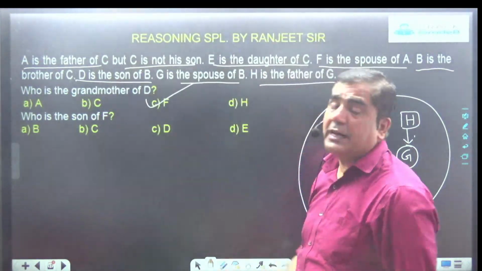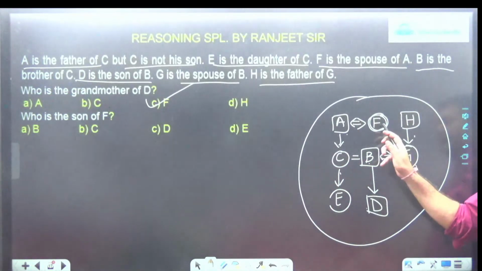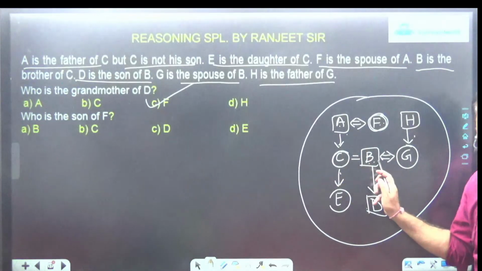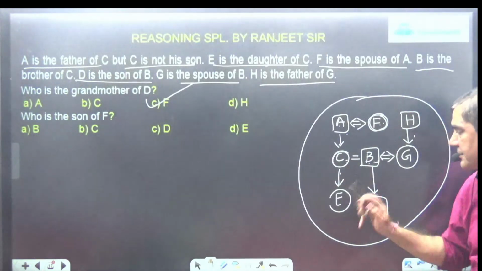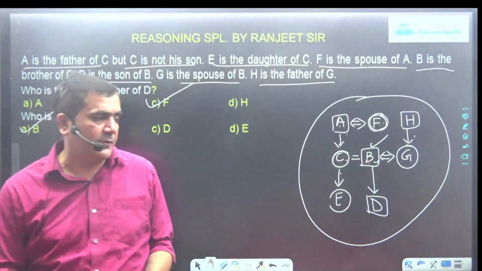Next one, who is the son of F? See, F is over here. So these two are married couple, and this is daughter and this must be son, as these two are brother sister. So answer should be B. B is the son of F.